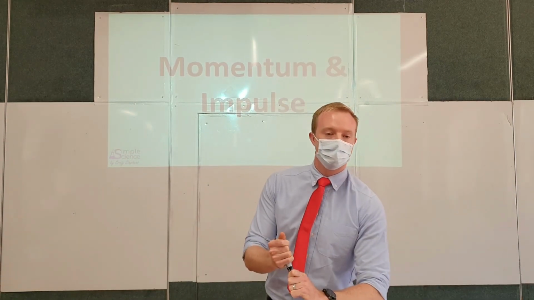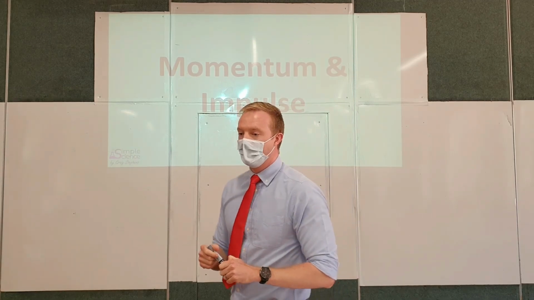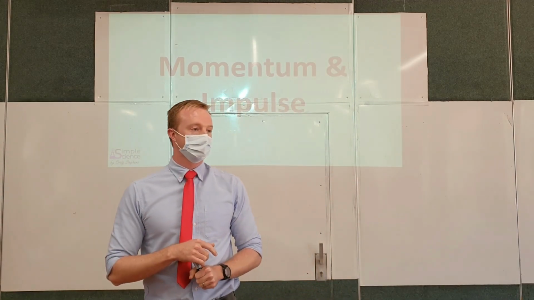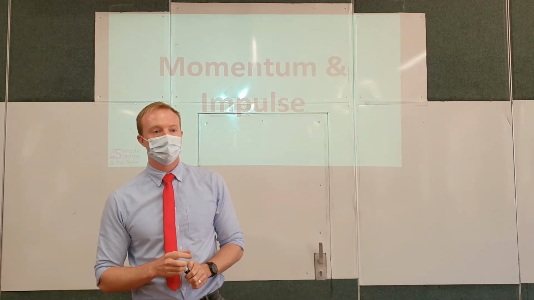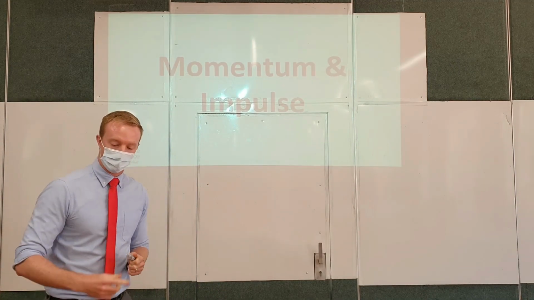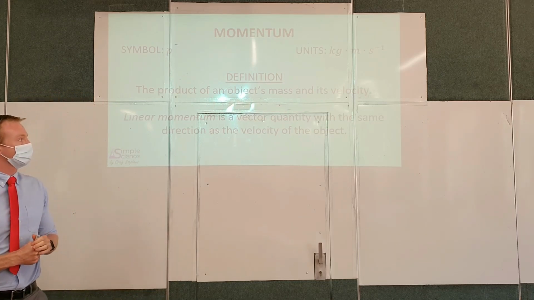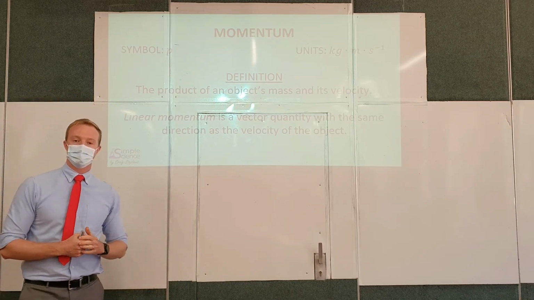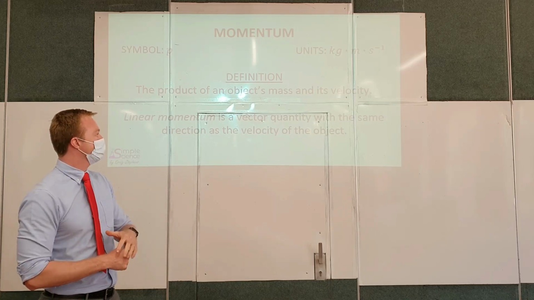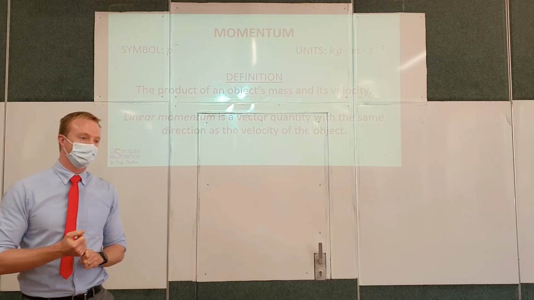Today's lesson is on momentum and impulse. This is a physics section, and it introduces a new concept in physics that we haven't learned about yet, and this is the concept of momentum. So very simply, momentum is defined as the product of an object's mass and its velocity. An easier way for us to think about it, though, is as how difficult it is to stop an object.